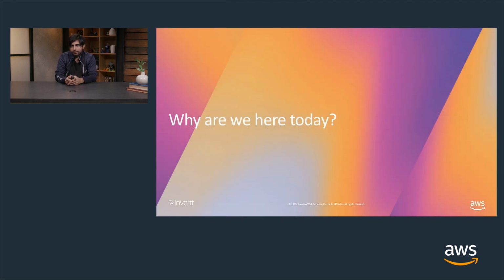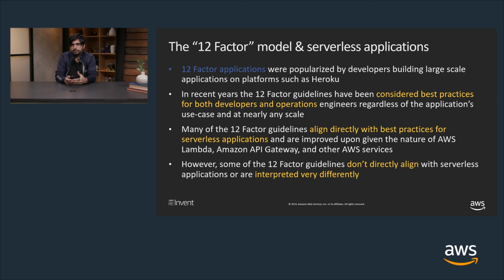What we're here today to talk about is the 12-factor model as it pertains to serverless applications. The principles of a 12-factor application were popularized by developers building large-scale applications on platforms such as Heroku. And in recent years, these 12-factor guidelines have been considered best practices for both developers and operations engineers, regardless of the application use case and at any scale. Many of these 12-factor guidelines align directly with best practices for serverless applications and are improved upon, given the nature of AWS Lambda, Amazon API Gateway, and other AWS serverless services.